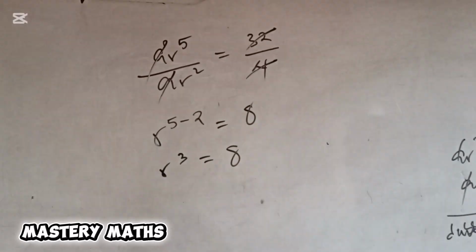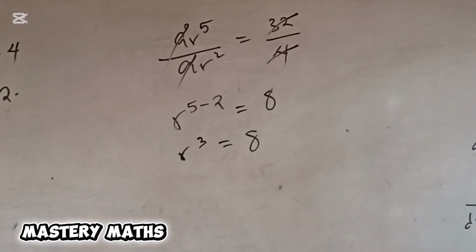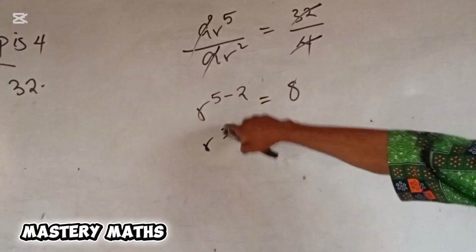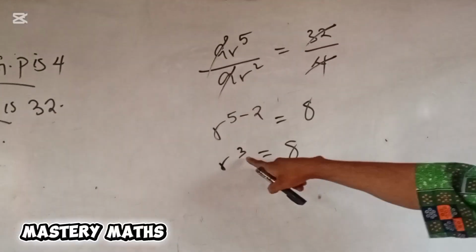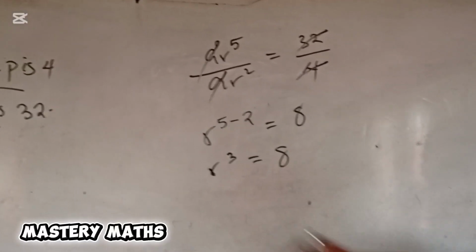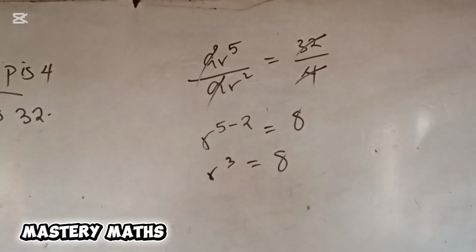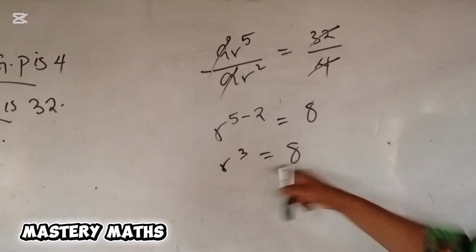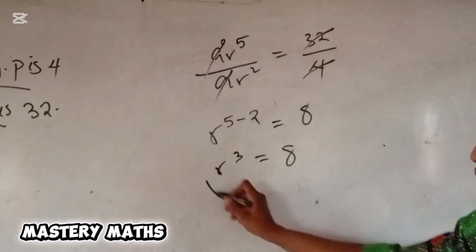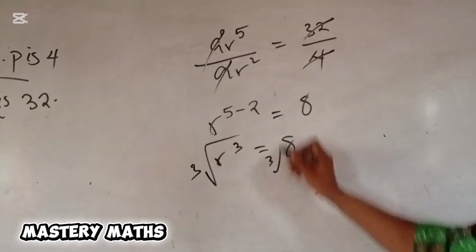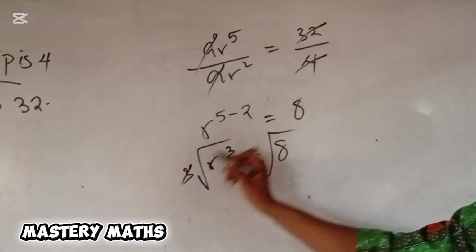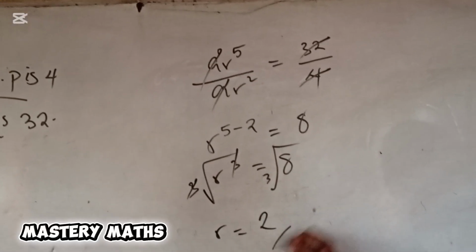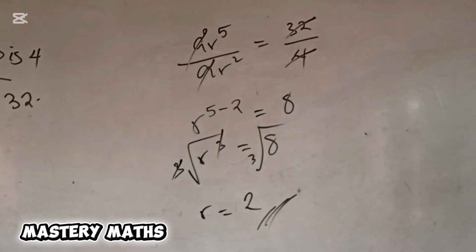Now, this is not the answer. We need to do something here. The R has a cube on top, equal to 8. We need to remove the power of 3 from that R. How do we remove it? We cube root both sides, hereby removing it, and we're left with R. Now the cube root of 8 will give us 2. That's our answer.